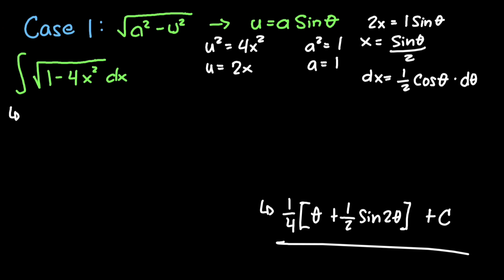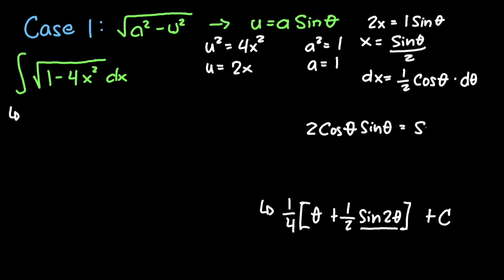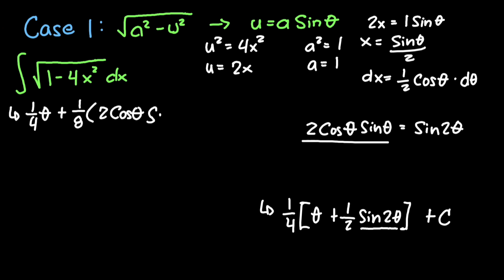Now that we have our answer here, wait, now that I think about it, we can just transform sine 2 theta as 2 cosine of theta sine of theta, which would be equal to sine 2 theta. We will just substitute this in this form. So this would be 1/4 of theta plus 4 times 2 is 8, multiplied by 2 cosine of theta sine of theta plus c. This 2 and 8 will divide each other, so it would be 1/4.